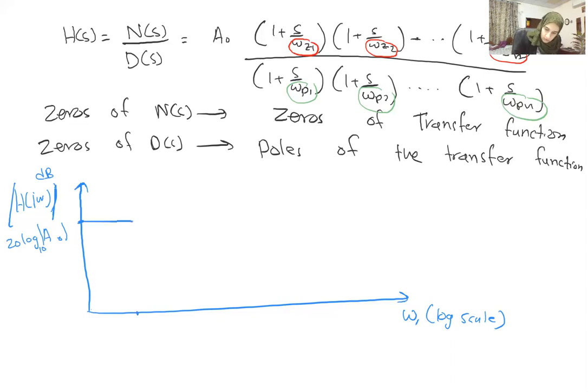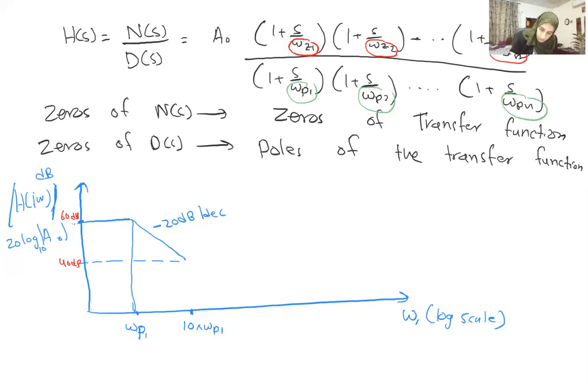If we find any pole, let's say omega P, at the pole frequency we will start to decay with a slope of minus 20 dB per decade. Decay means 10 times. So if this is omega P1 and this is 10 times omega P1, we will have a difference here from this value. If this was, let's say, 60 dB, the starting point here, it will become 40 dB, just as an example.